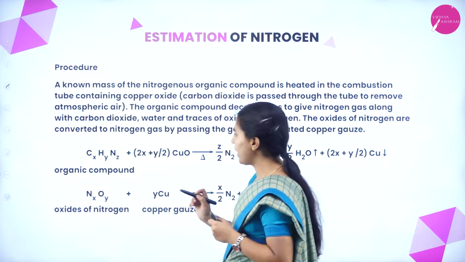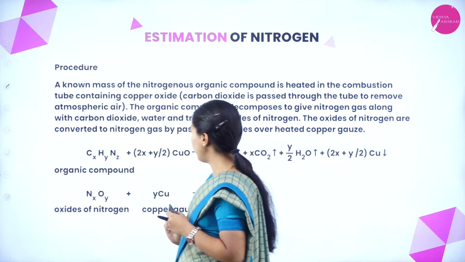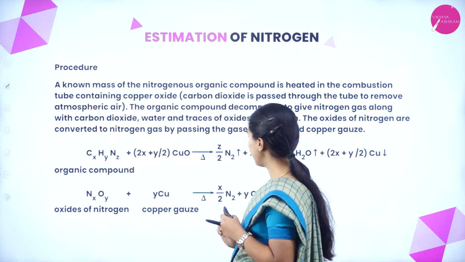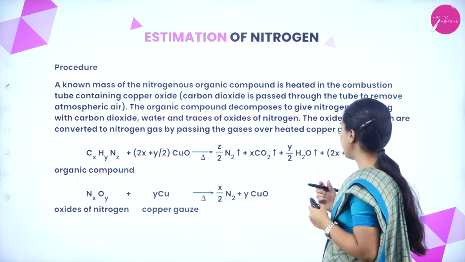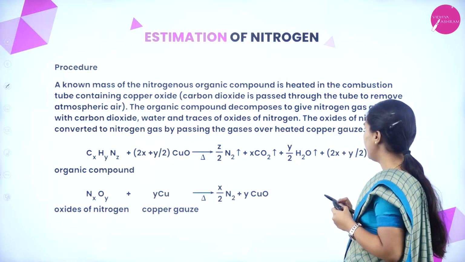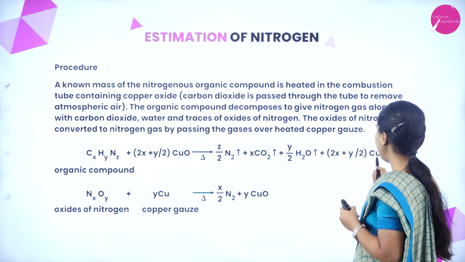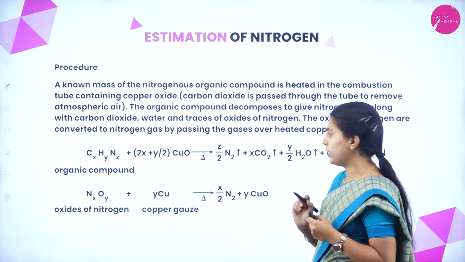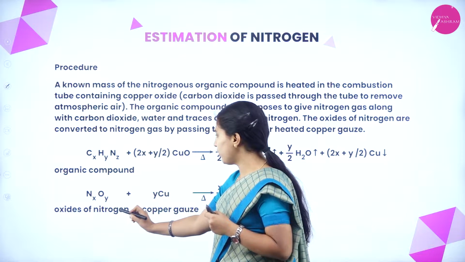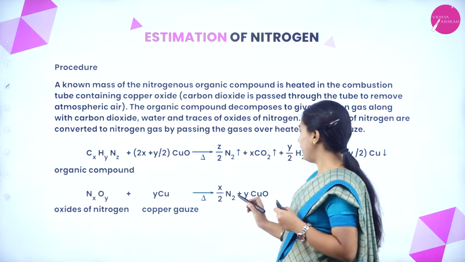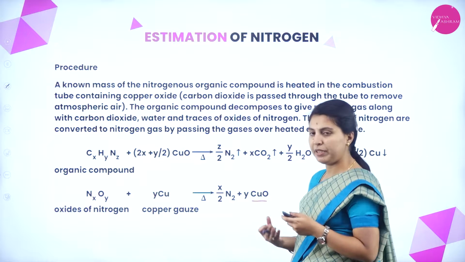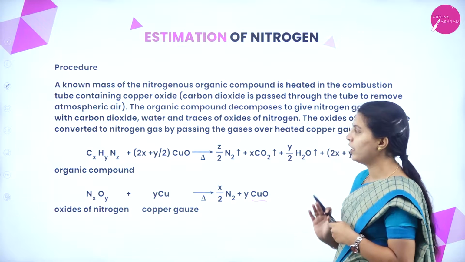See here, this is the nitrogenous organic compound treated with cupric oxide. These show how many molecules have been taken. This is carbon dioxide. Here water will be released and copper oxide will be reduced. Oxides of nitrogen will be passed over heated copper gauze, and the remaining nitrogen and copper oxide will be the products. This is the overall procedure.